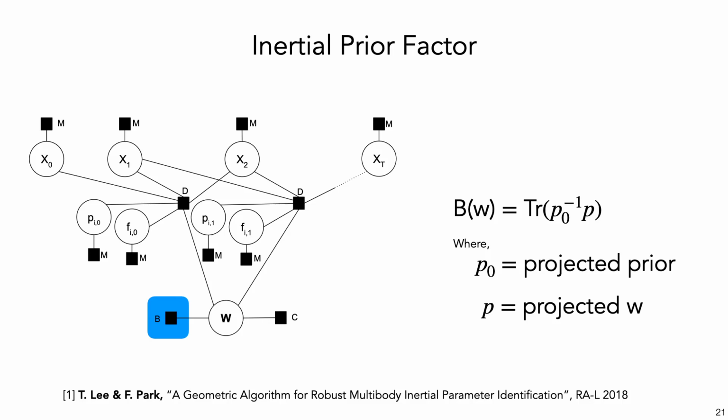We can also encode any prior on the inertial parameters by using the inertial distance, which was also used by Lee and Park. To avoid biasing the results with a good initial prior, we will only discuss results that do not use this prior in this presentation.